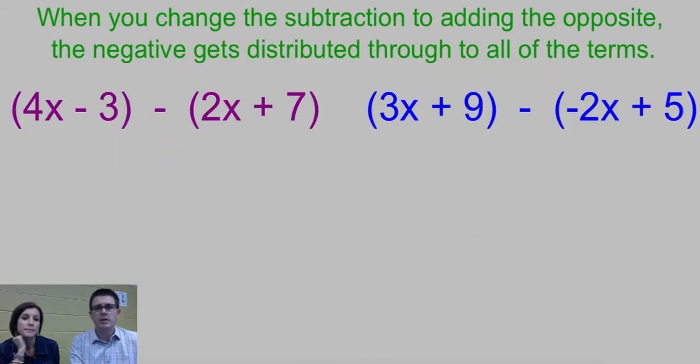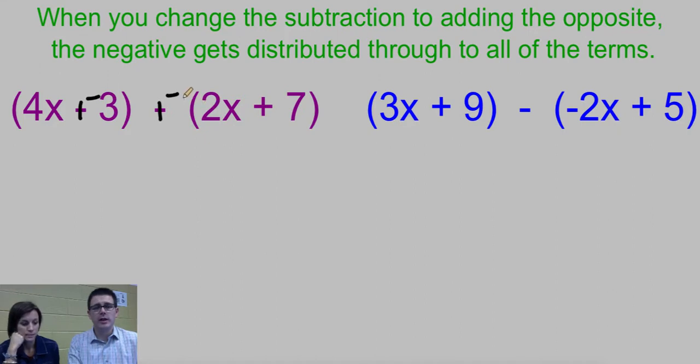Now we're on to the next part, and this is where our negatives or our subtraction comes in. So here's what you want to watch for: when you're subtracting your two linear expressions from each other, just like any other subtraction, we want to make it adding the opposite. But here's what we want you to think of. This piece out front is that negative. We want that negative to get distributed through to everything.